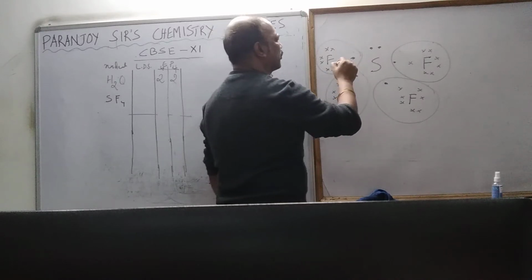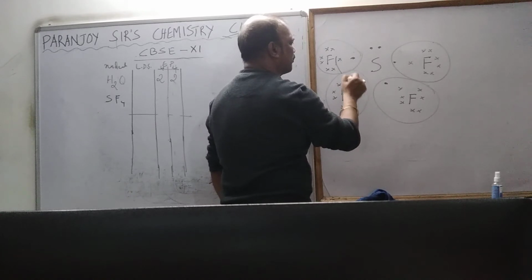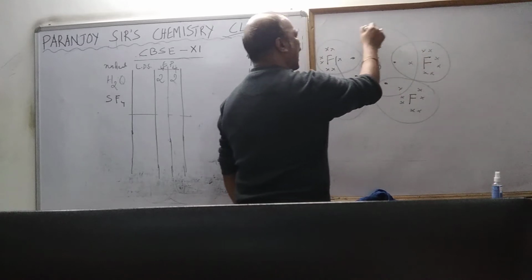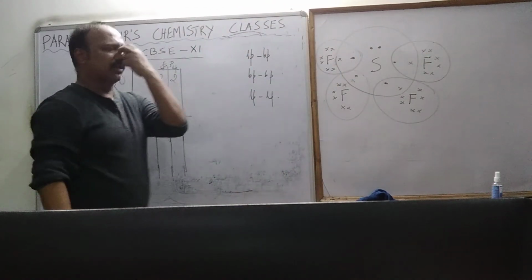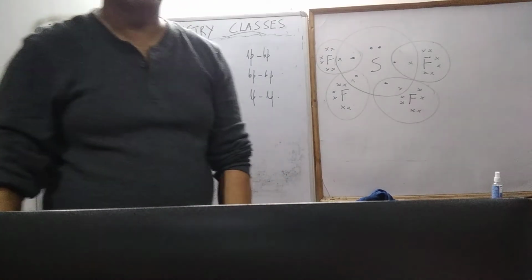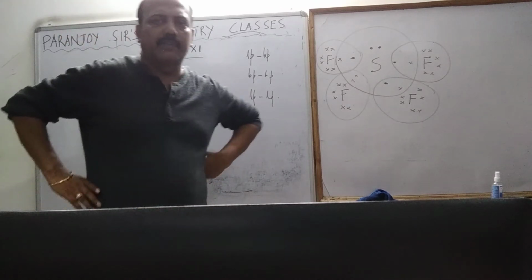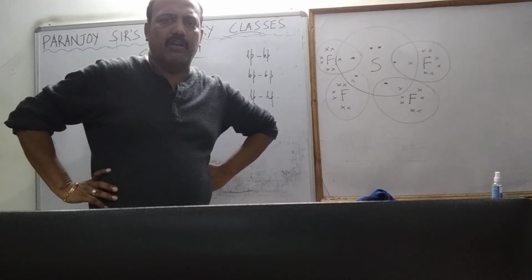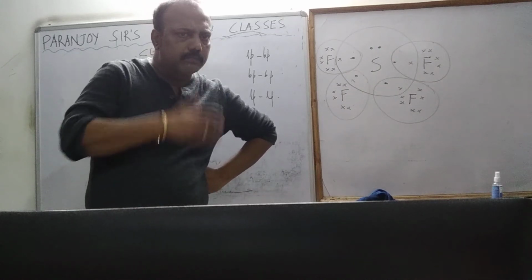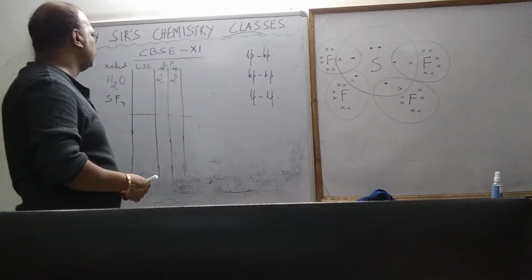And how many is sulfur getting? This is making one bond, then this is making one bond, this is making one bond, this is making one bond, and one lone pair is there, right? So how many bond pairs? How many lone pairs? Rahul, did you understand? Yes, sir. Tell me. So 4 and 1.